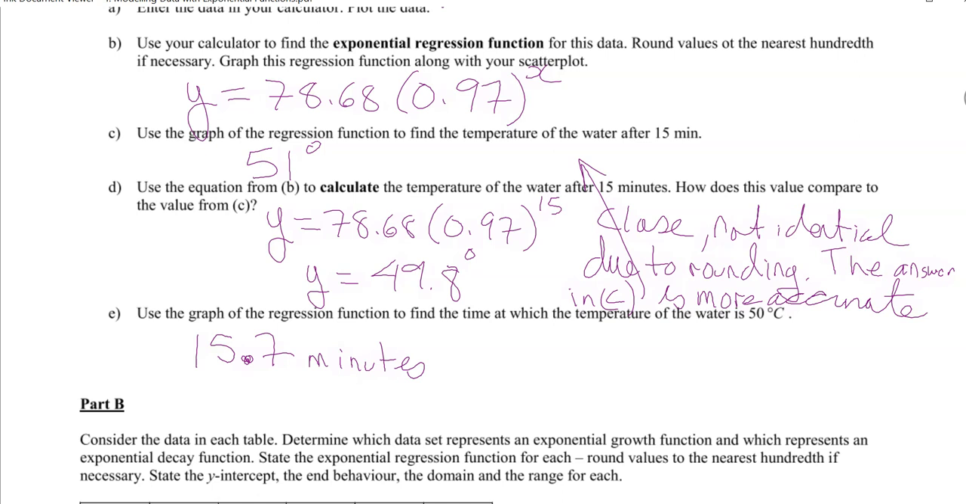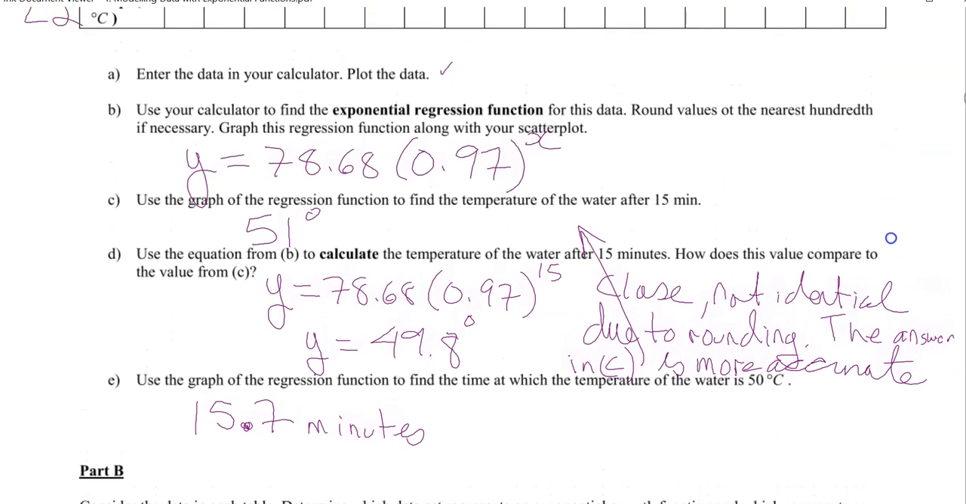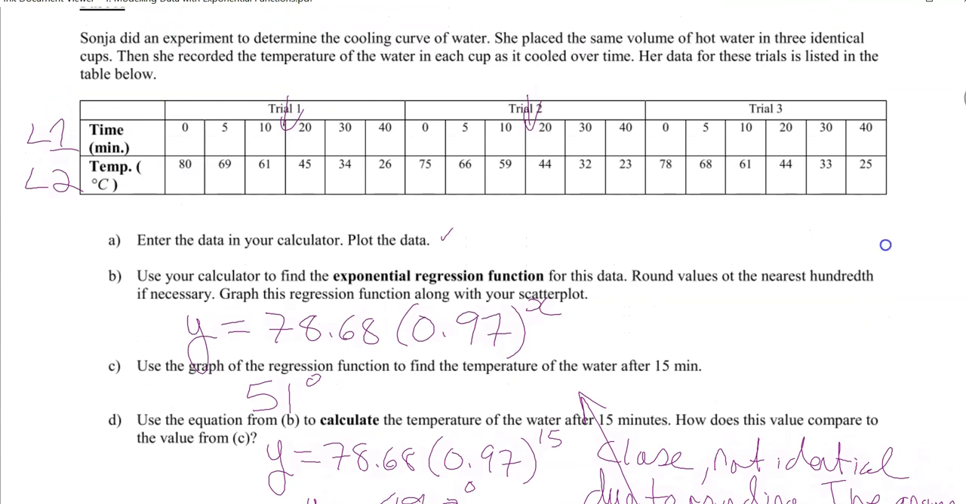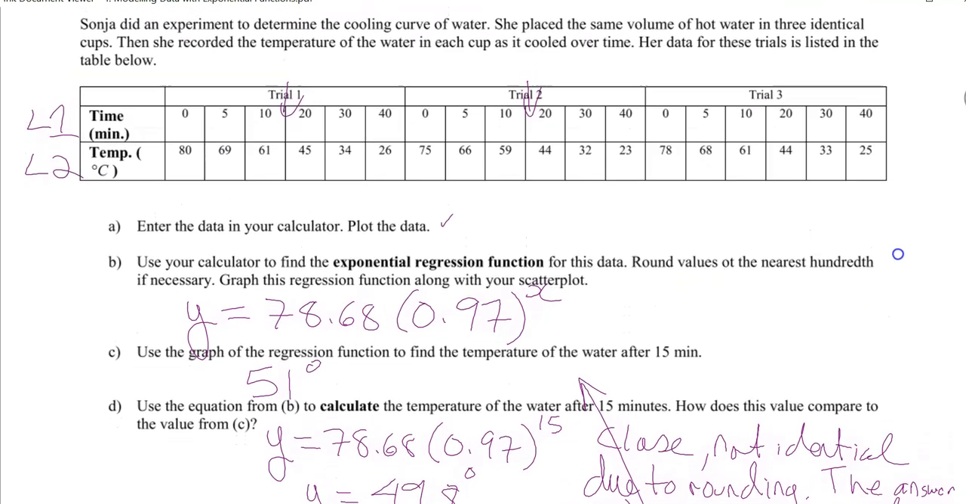Now, we can look at some other stuff about this, right? This is about, what was it, hot water? Yeah, cooling curve of water. So we heated the water up. So what does this mean? What's this number? What's the 78.68?